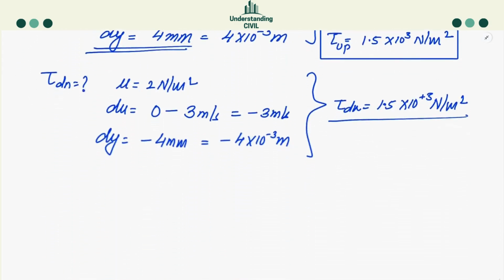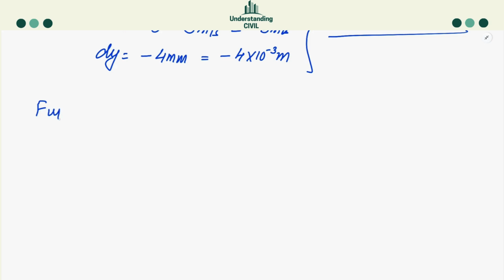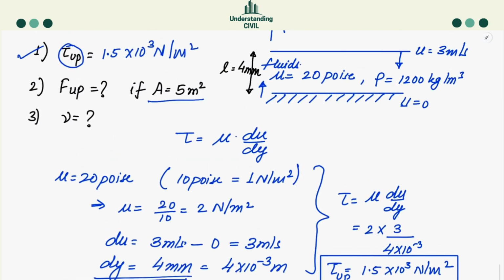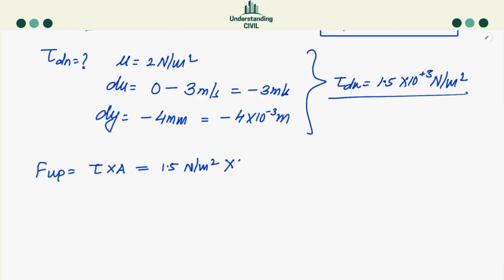Let's move forward. I have been asked what is the force on the upper plate. How do we find a force? Force is stress into area. What is the area provided to us? It is 5 meter square. So this comes out to be 7.5. Oh, I'm sorry, I missed something. The shear stress is 1.5 into 10 raised to the power 3 Newton per meter square, and the area is 5. So this comes out to be 7.5 into 10 raised to the power 3 Newton. I can write this: the force required is 7.5 kilonewton.